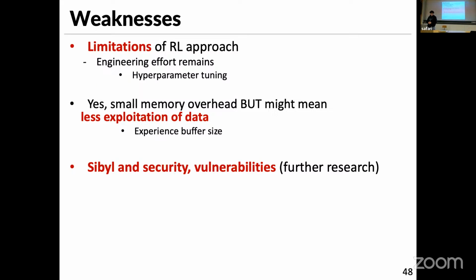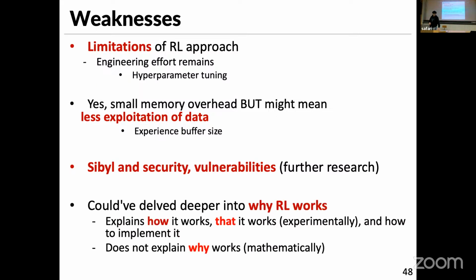As for another weakness, there's Cibil and security, which hasn't been talked about a lot or at all in the paper. It would have been interesting to see what vulnerabilities come with such an approach, but of course, this probably comes from the fact that it needs further research, and it was also a bit out of the scope of the paper.